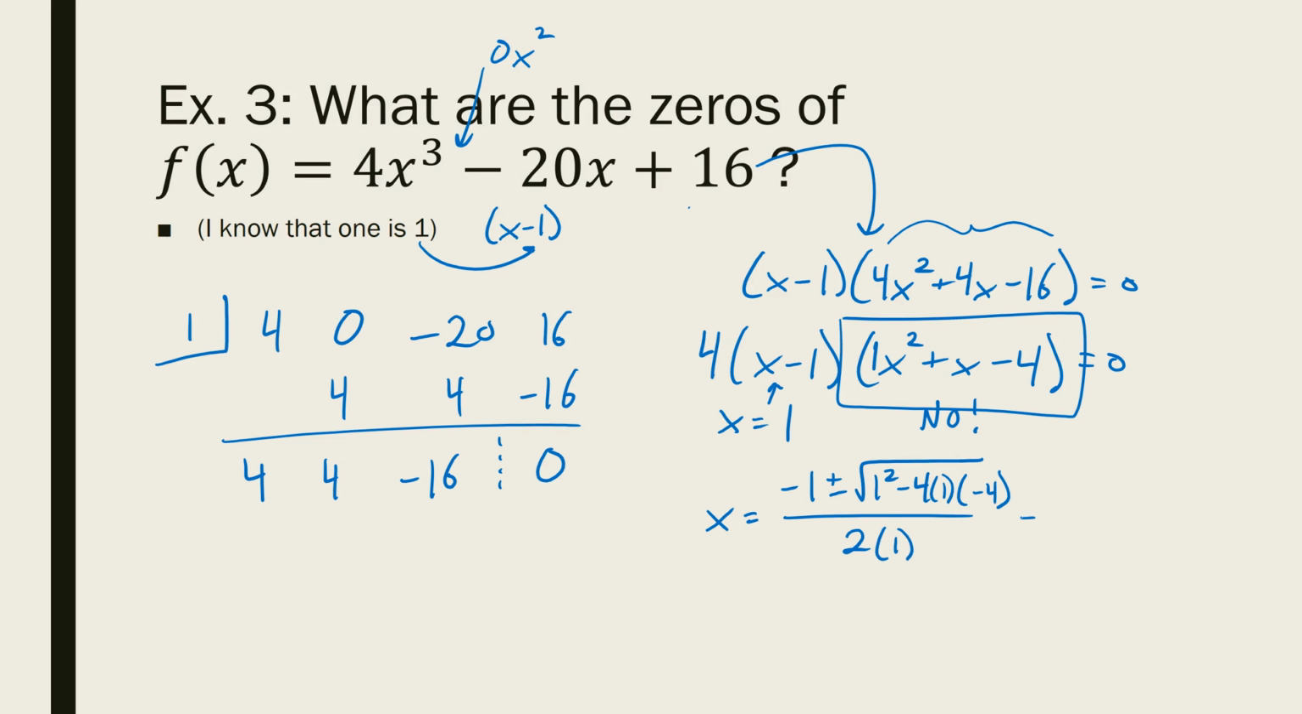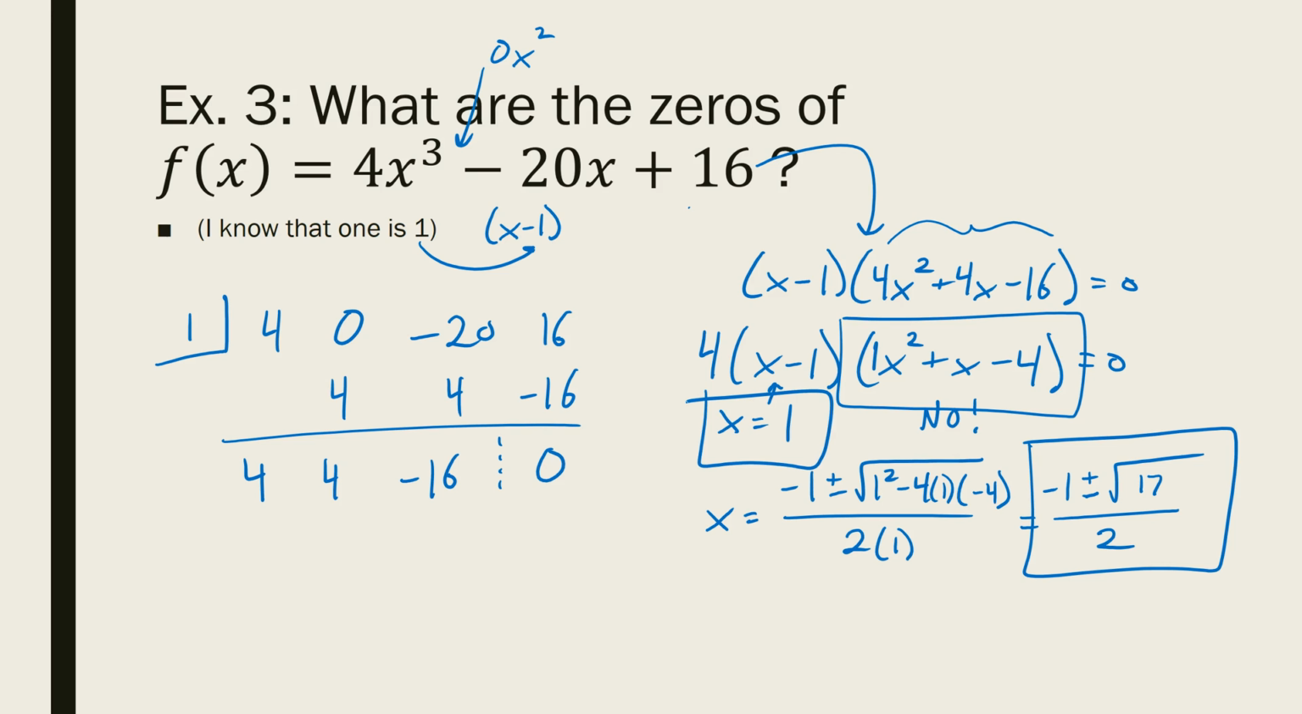Let's simplify some things real quick. I have negative 1 plus or minus. Underneath the square root, I'm going to have 17, and on the bottom I have 2. Here are my other two factors. These really are real factors, but they're complicated. They are irrational numbers. There's no way to simplify this. So I have my 3 factors. Count them with me. 1 from the easy one, and then the plus would be the second factor. The minus would be the third factor.